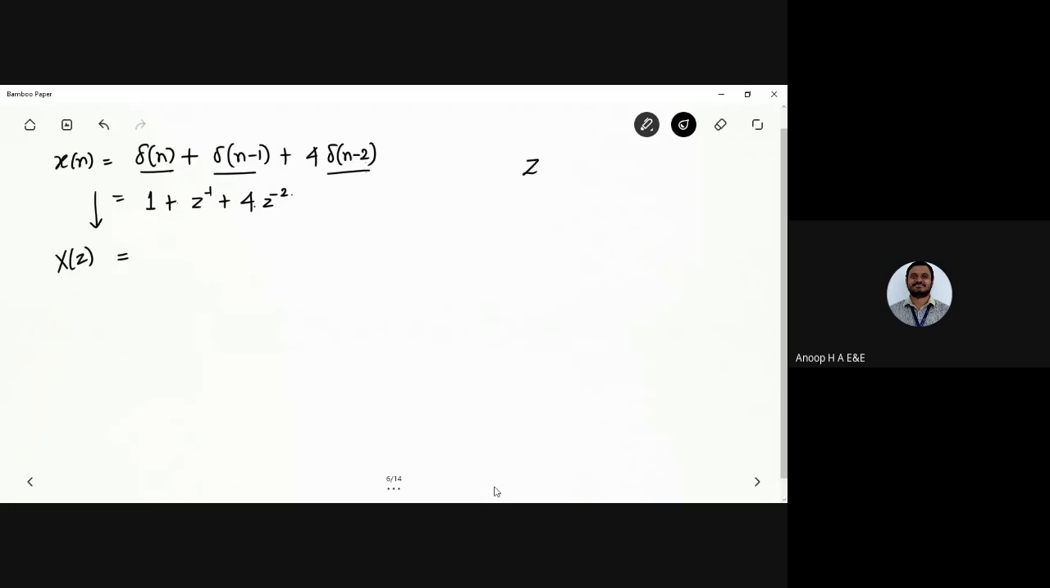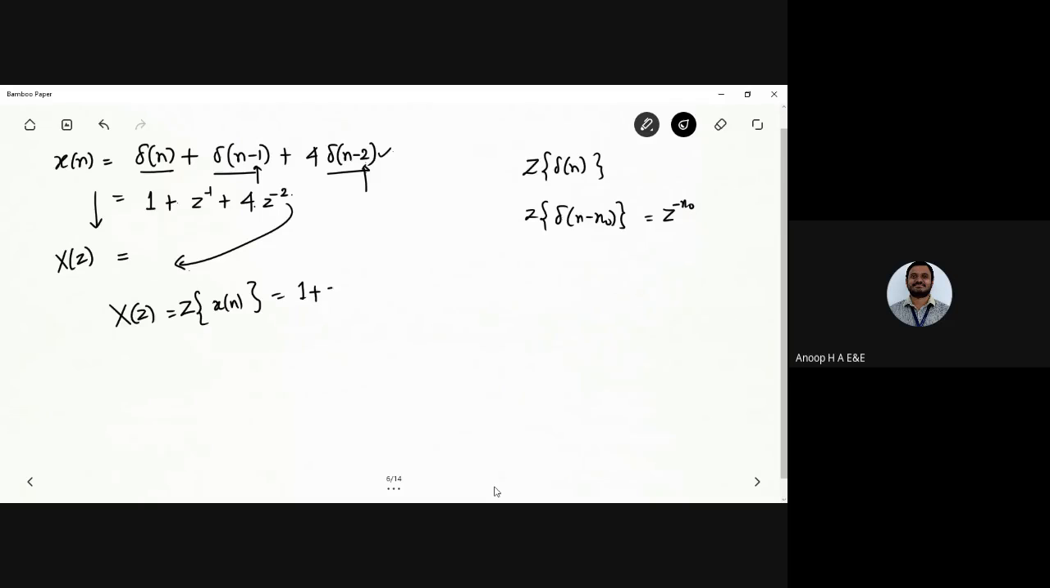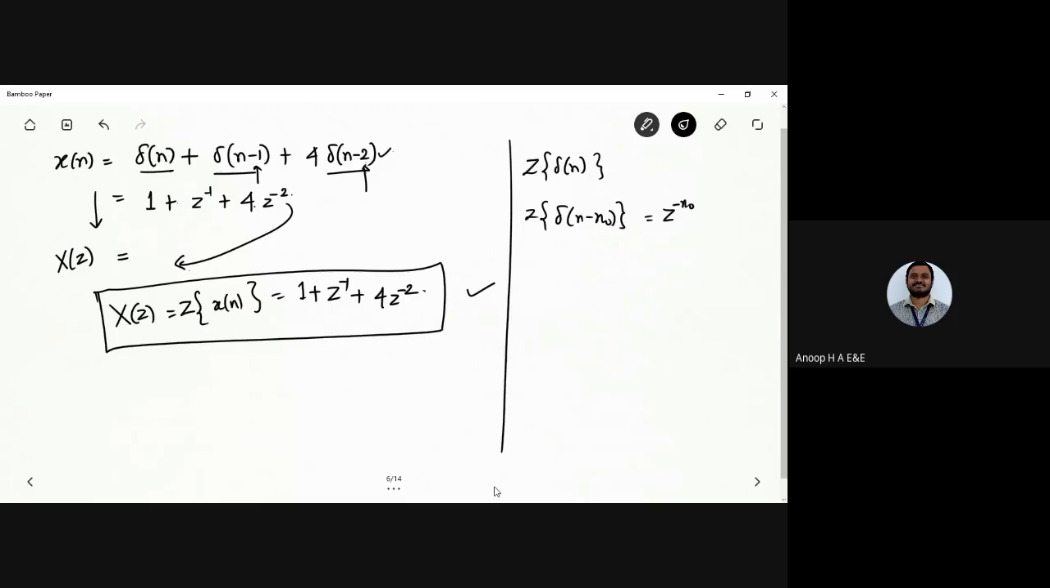So you know the z transform of delta of n, and the z transform of delta n minus n naught is z power minus n naught. So in place of n naught, I have 1, and for the third signal, n naught is equal to 2. Now x of n is present. X of z would be the z transform of x of n, and it is 1 plus z inverse plus 4 times z power minus 2. That is x of z here.